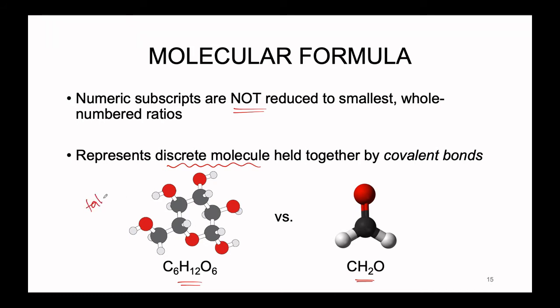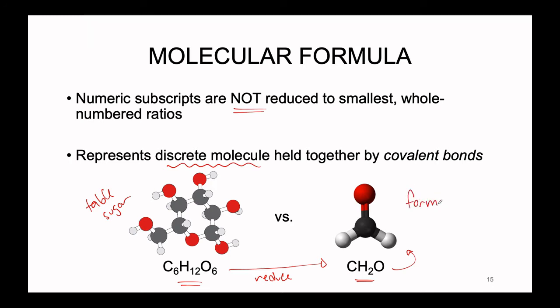C6H12O6 is table sugar, right? This is glucose. We know it's sweet to the taste, we know it's safe to touch, we use it in baking, etc. The chemical formula C6H12O6, if we were to reduce it down to the smallest whole numbered ratios, we'd end up with C1H2O1. Well, this chemical formula pertains to a completely different molecule, right? It looks totally different and has completely different chemical properties as a result.